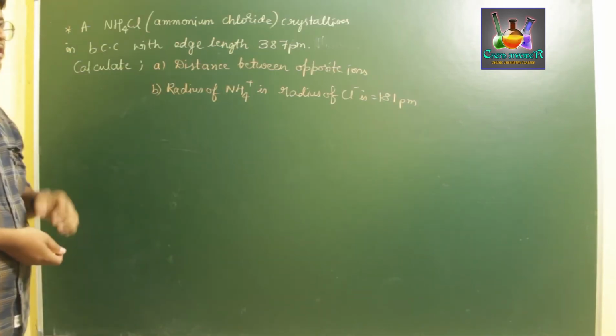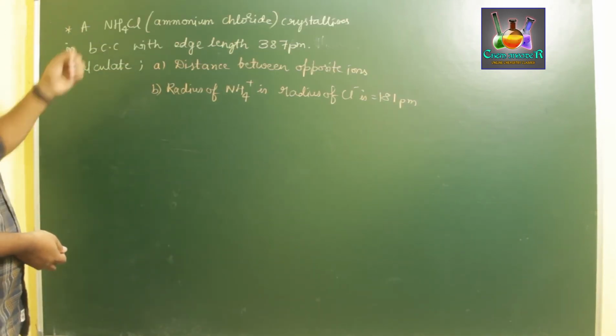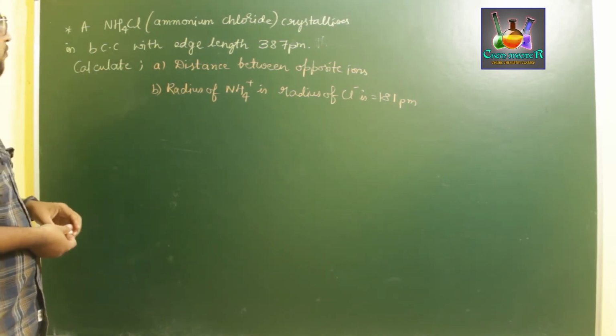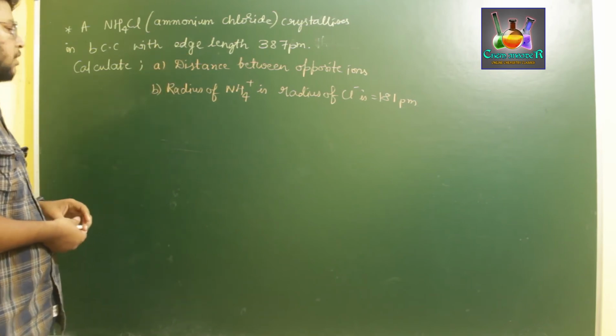Okay. Now the next problem is an ammonium chloride compound is crystallizing in BCC with edge length of 387 picometer.